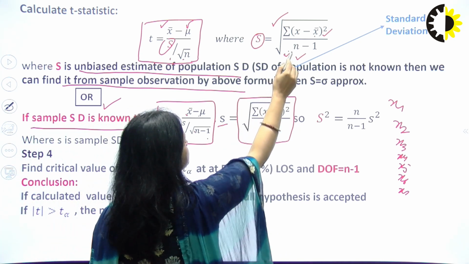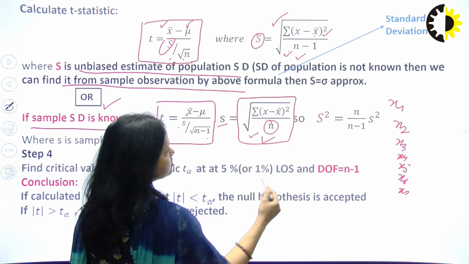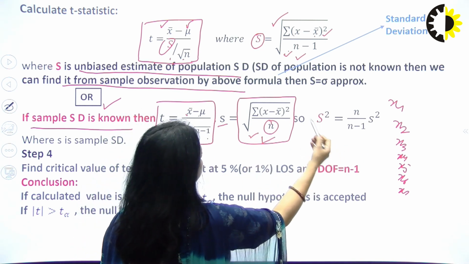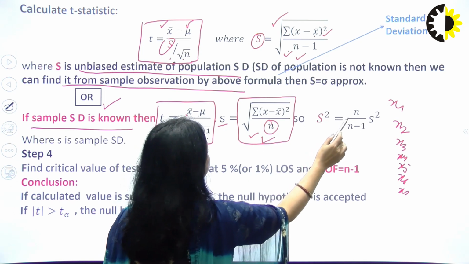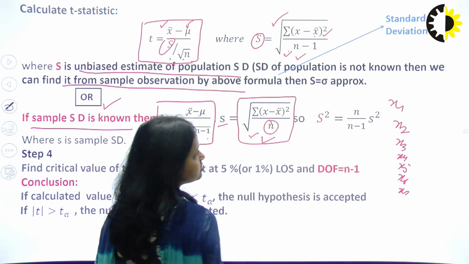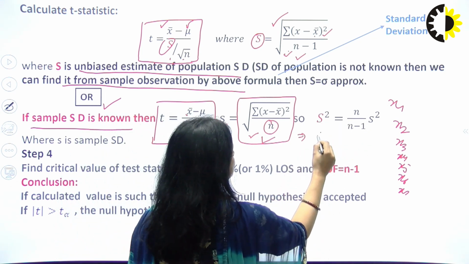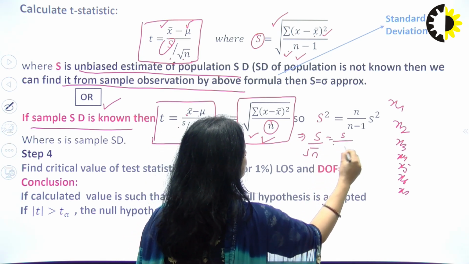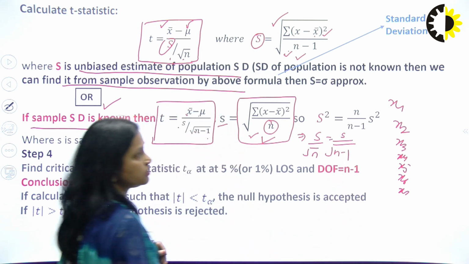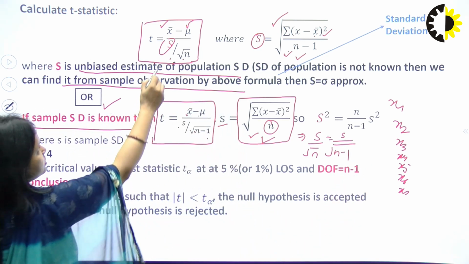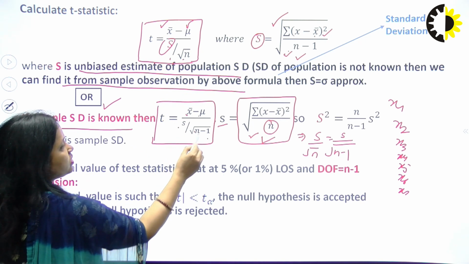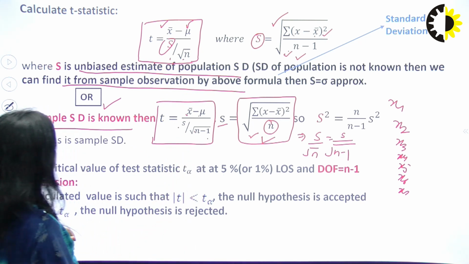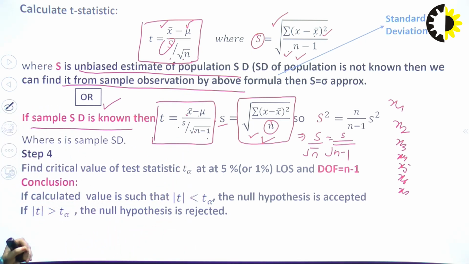Now compare these two formulas. If you compare these two formulas, you can easily observe that capital S square will be equal to n upon n minus 1 times small s square. And this implies capital S upon root n will be equal to small s upon root n minus 1. So instead of capital S upon root n, we will take small s upon root n minus 1 if we want to use the sample standard deviation.